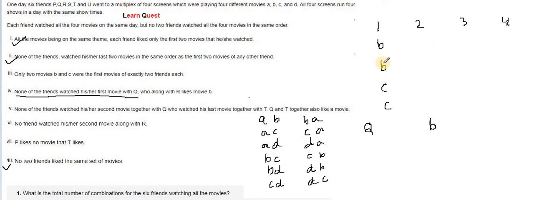Now you can see that B has already come 3 times: 2 times here and the third time for Q in the second. Okay. Now since B has already come 3 times, B will not be coming anywhere else. So it will not be CB, it will not be CB. Okay. B will not be coming anywhere in these.